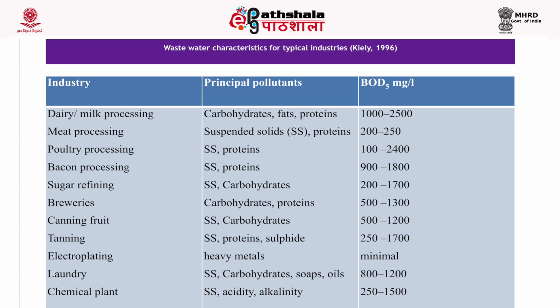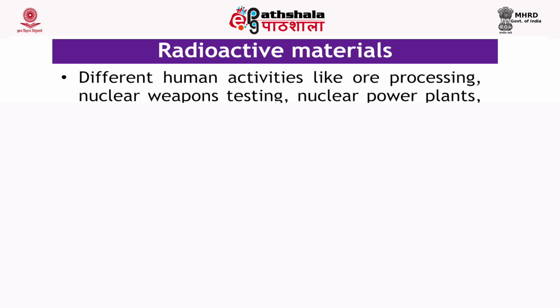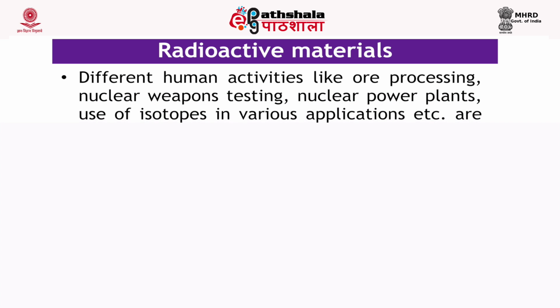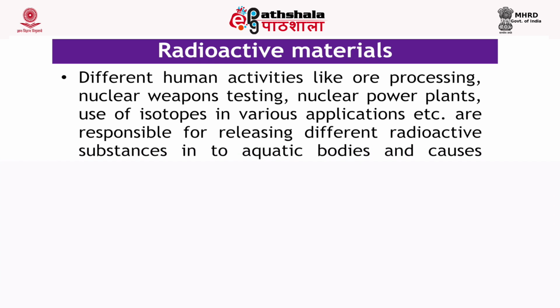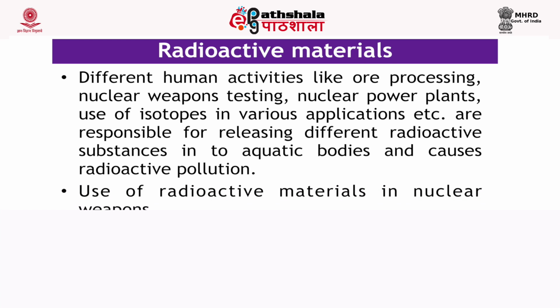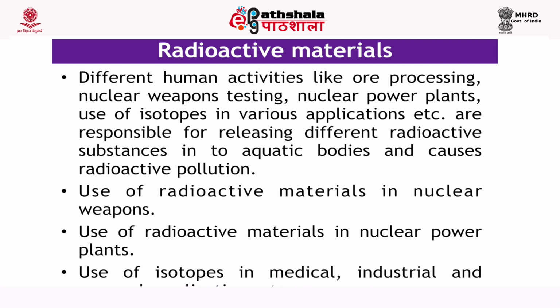Chemical plants release suspended solids and acidity- and alkalinity-increasing substances in the range of 250 to 1500 milligram per liter. Radioactive materials from different human activities like ore processing, nuclear weapon testing, nuclear power plants, and use of isotopes in various applications are responsible for releasing radioactive substances to aquatic bodies and cause radioactive pollution. These radioactive materials are used in nuclear weapons, nuclear power plants, or as isotopes in medical industries and research applications, etc.